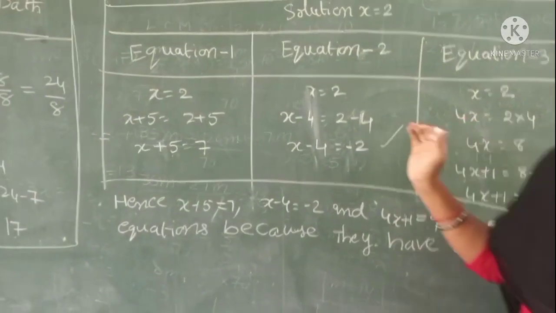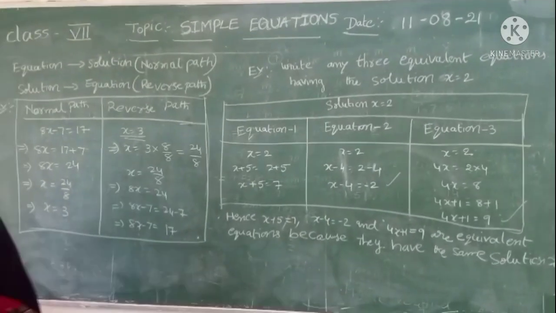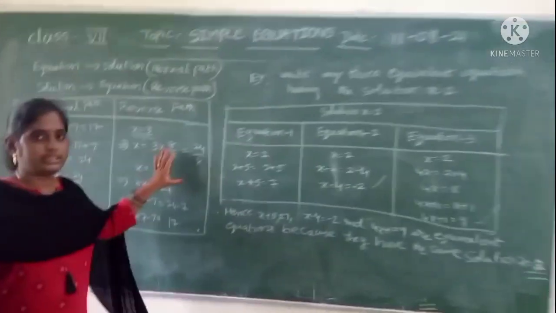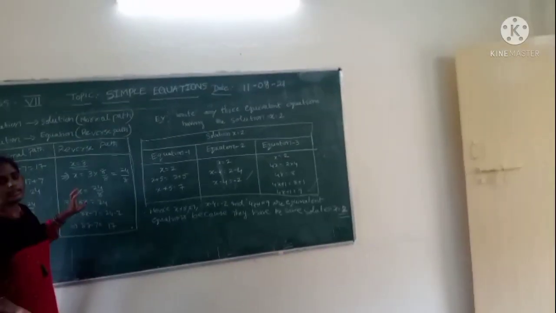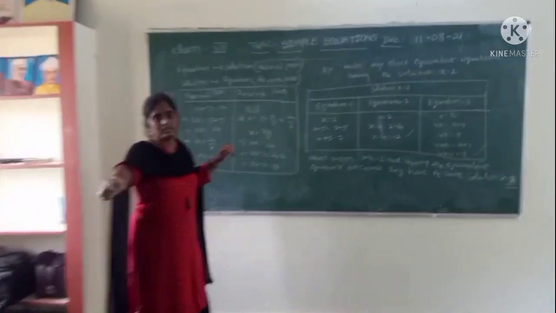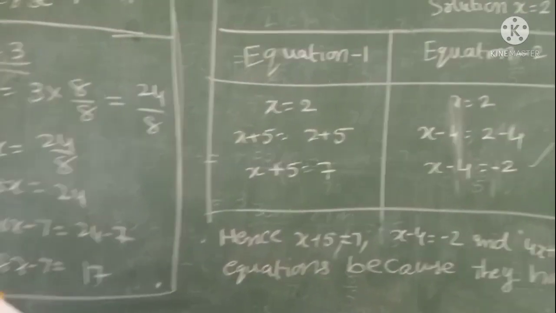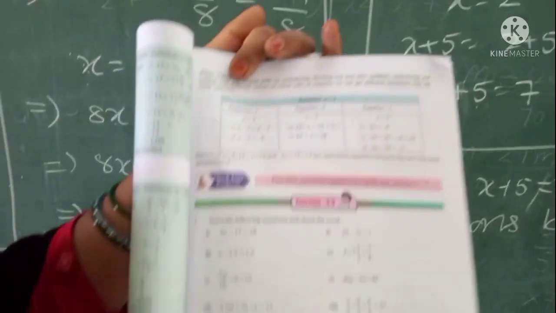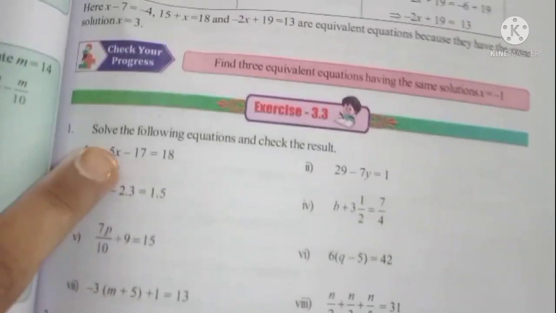That's all, children. I will give homework to do at home. Understand, children? I will give the homework from the exercise, the same problems as it is. I will give exercise 3.3. This is the first exercise.